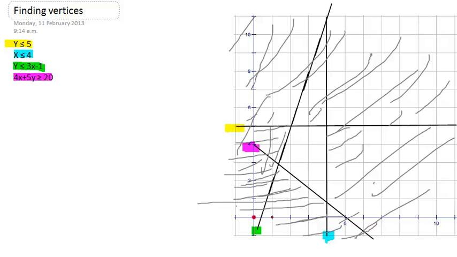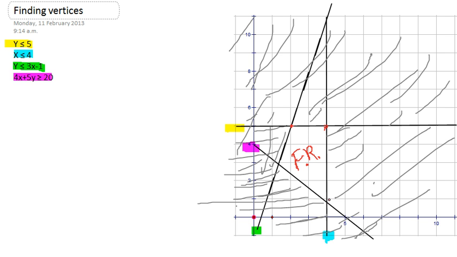Okay, so this video is looking at finding vertices. The vertices are the corners of my feasible region, and I've already done the shading out, so I hope you've watched the videos for how to find the feasible region. So this bit in the middle is my feasible region, and I've got these four corners.